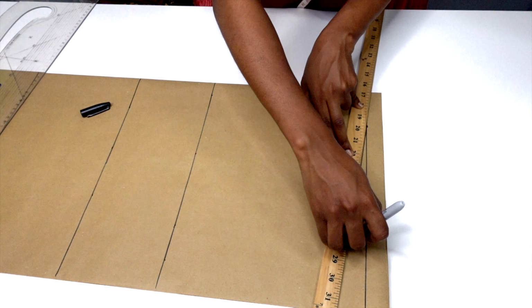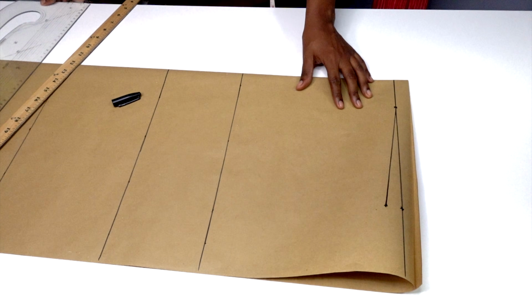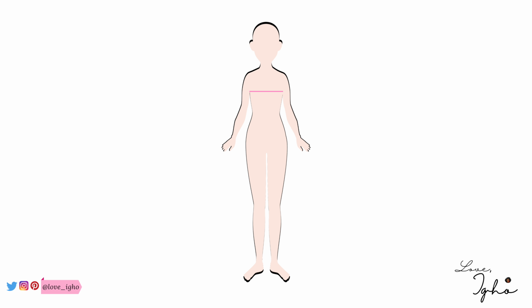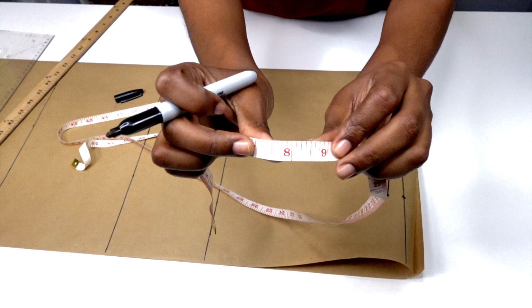The next step is to determine your armhole measurement, which is also kind of your chest measurement, your upper bust measurement. And the formula is your bust measurement divided by 6 plus 1. My bust is about 35 inches, so I'm going to take that number, 35, divide by 6, and then add 1 inch to it. That's going to give me approximately 7 inches.